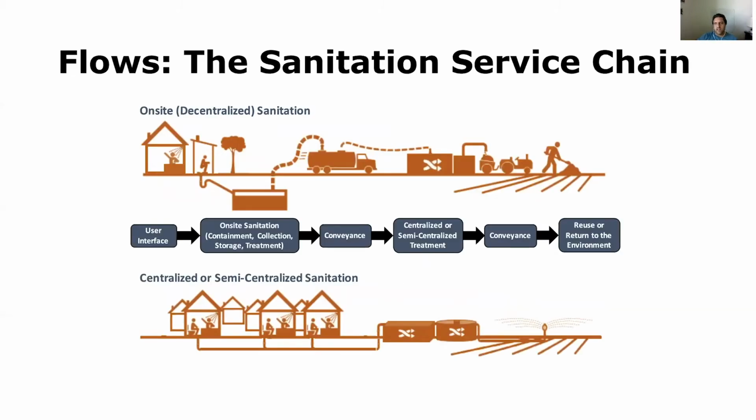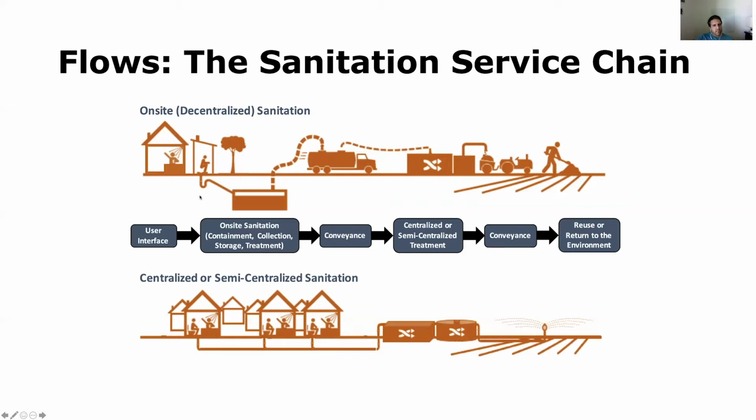Overall, we can consider wastewater treatment to be one step in the overall sanitation service chain. So the sanitation service chain starts with the user interface, which is like the toilet, the drainage structures that are typically found at households, businesses, public places, industry, as well as any on-site collection, containment, storage, and treatment.